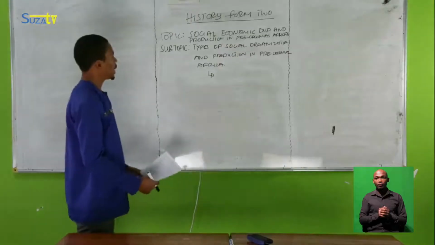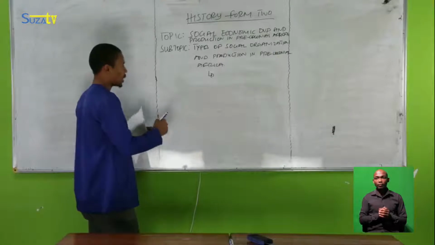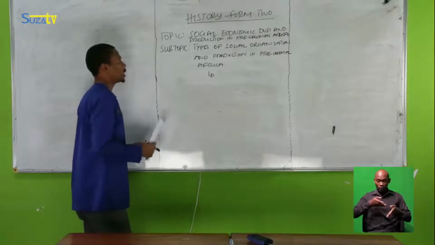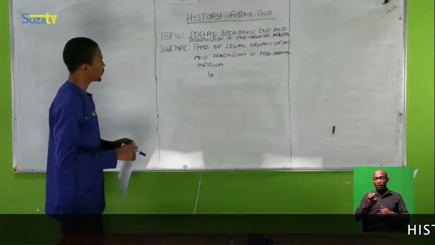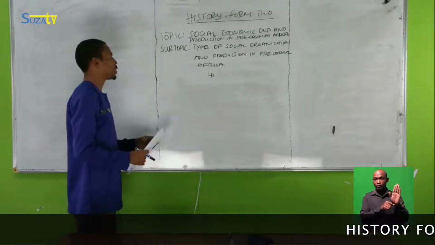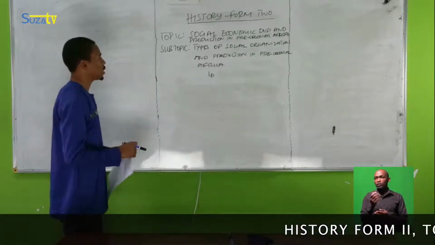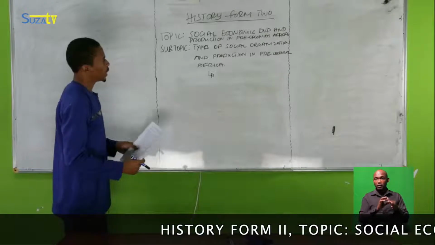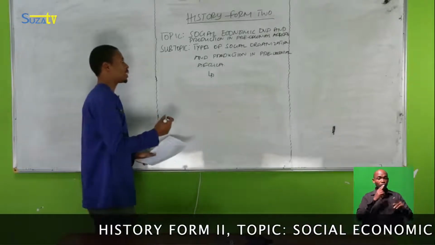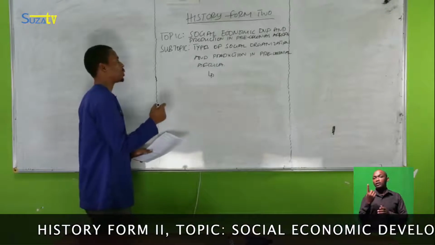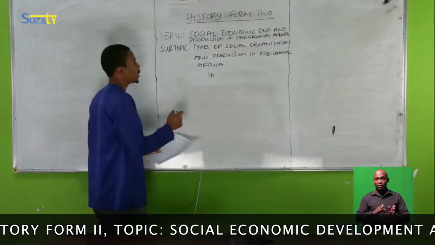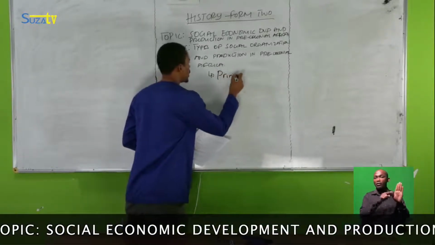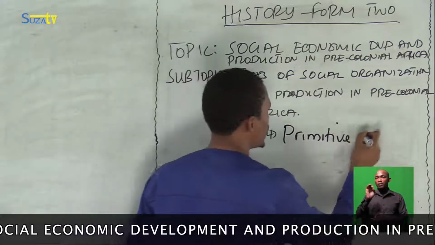So today's topic is socio-economic development and production in pre-colonial Africa. Our subtopic will be types of social organizations and production in pre-colonial Africa. Particularly, we are going to discuss the first mode of production that existed in pre-colonial Africa, which is primitive communalism.